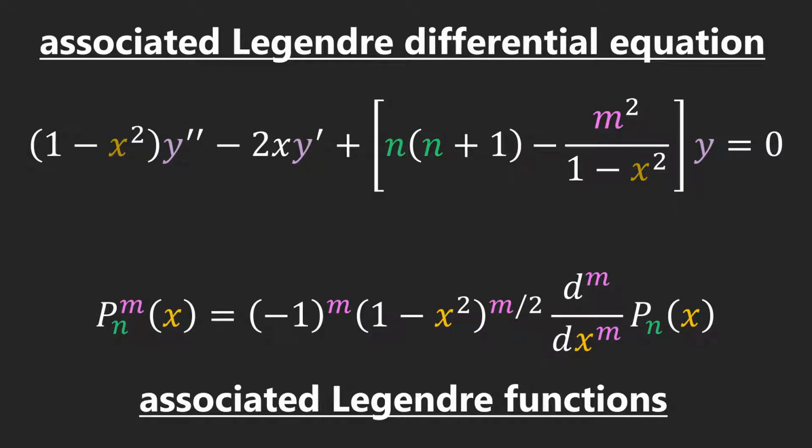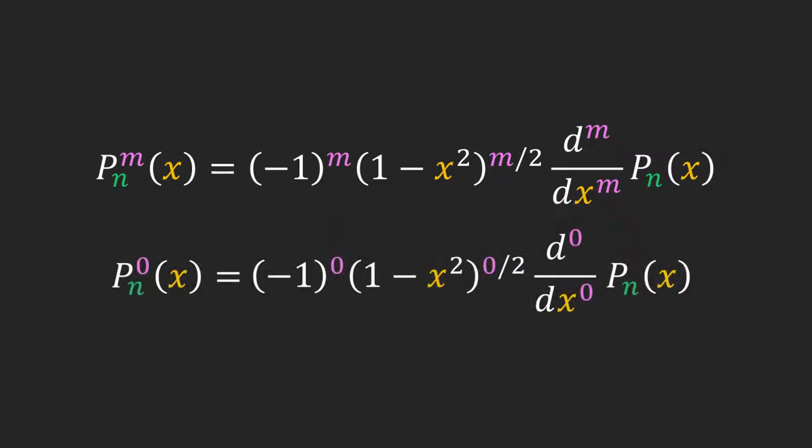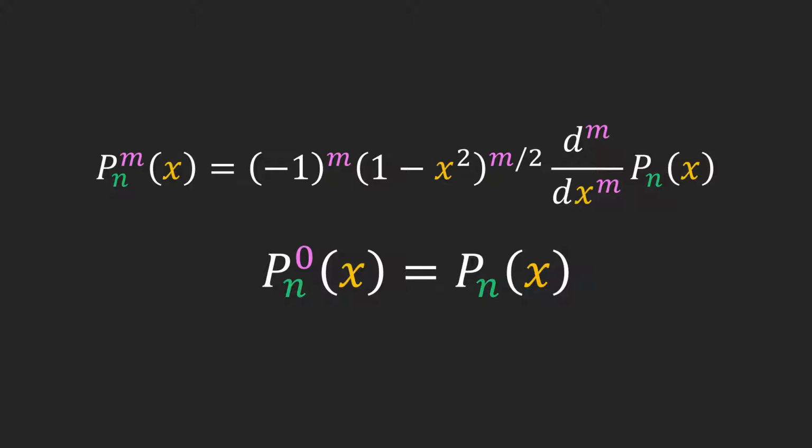associated Legendre functions of order m, and are given by the formula P_n^m of x equals (-1)^m times (1 minus x squared)^(m/2) times the mth derivative of the nth Legendre polynomial. These functions are generalizations of Legendre polynomials. Note that since the 0th derivative of a function is just the function itself, the order 0 Legendre function is just a typical Legendre polynomial.